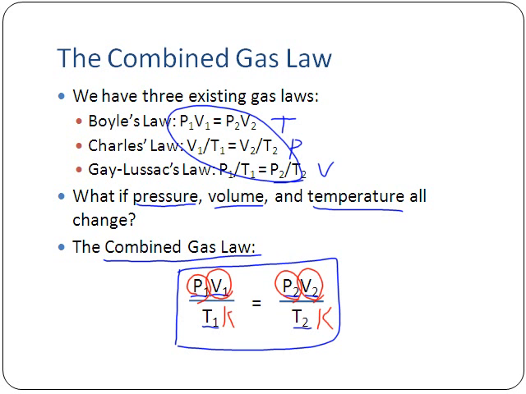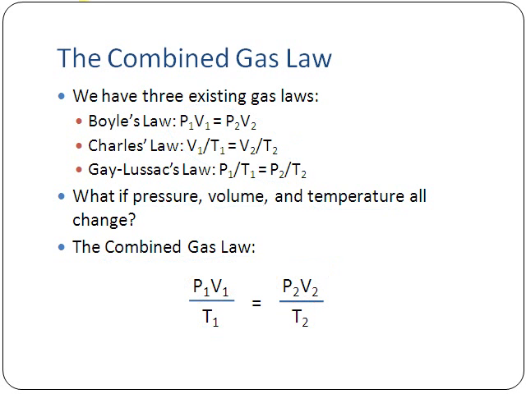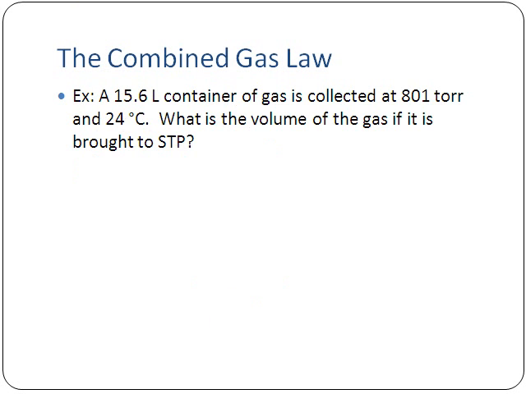So let's take a look at how we might go about doing one of these problems. And so here's our example. What we know is a 15.6 liter container of gas is collected at 801 torr and 24 degrees Celsius. What is the volume of the gas if it is brought to STP?